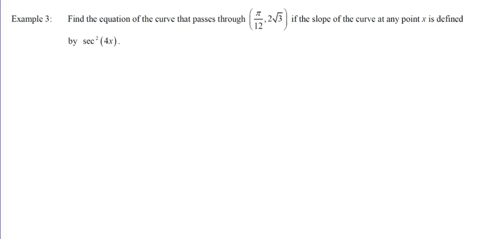Find the equation of the curve that passes through pi over 12, 2 root 3, if the slope of the curve at any point x is defined by secant squared 4x. Okay, what do we know? So let's go with this. Y prime is equal to secant squared 4x. Okay, the derivative of what gives me secant squared?